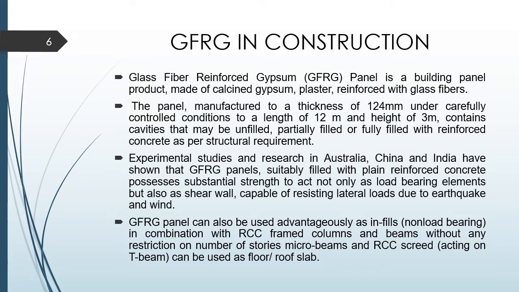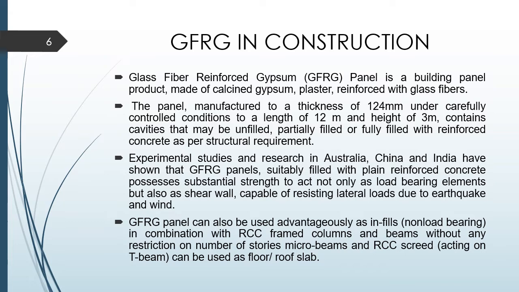GFRG used in construction. Glass fiber reinforced gypsum is a building material product which is made up of gypsum plaster and it is reinforced with glass fibers. GFRG, as I already told you, is constructed in the form of panels which are usually constructed to a thickness of 124 mm and a length of 12 meters and height of 3 meters. This consists of cavities that may be unfilled, partially filled or fully filled with reinforced concrete as per the requirement.